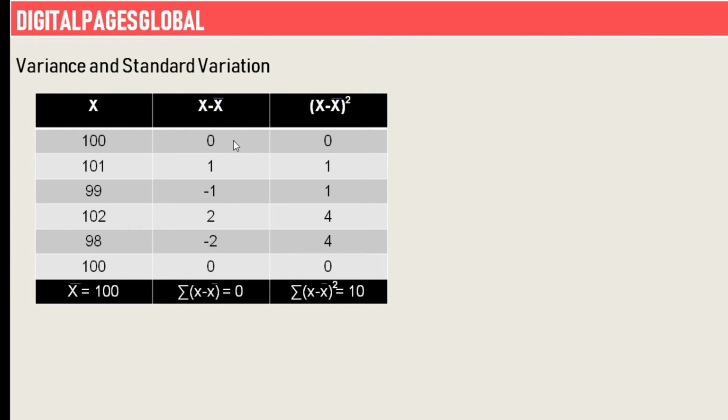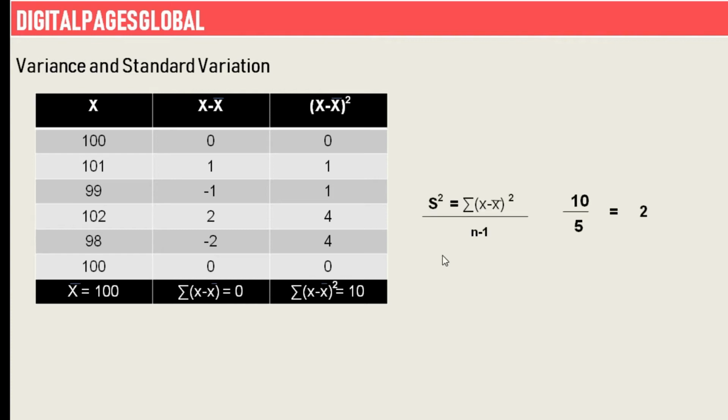If I sum these values, I get it as 0 because there are two negative values which cancel out the other two values. So to avoid that, I'm going to square these values, which is x minus x bar square. So my values would become 0, 1, 1, 4, 4, 0. Now if I take a sum of these values, I'm getting 10.